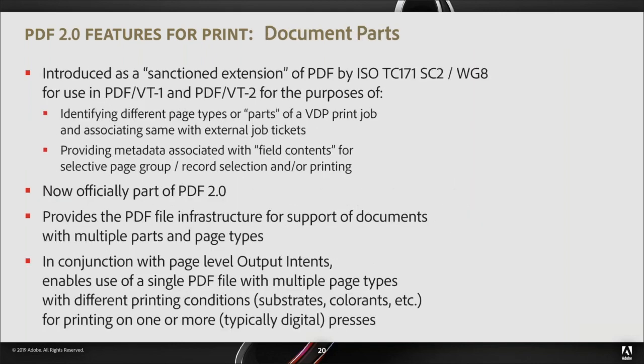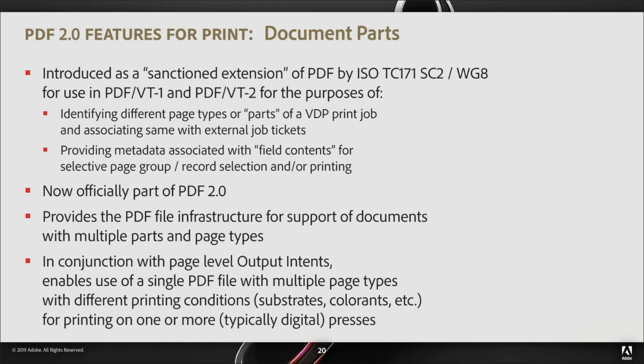Document parts, what's that? Well, this is a capability of PDF that was introduced by the PDF/VT standards a number of years back for purposes of identifying different page types, as well as being able to identify contents on the page as metadata. Now we've officially put this into PDF 2.0. It gives us the PDF file infrastructure for supporting documents with multiple parts and page types. This goes hand in hand with the ability to have different output intents on a per page basis.